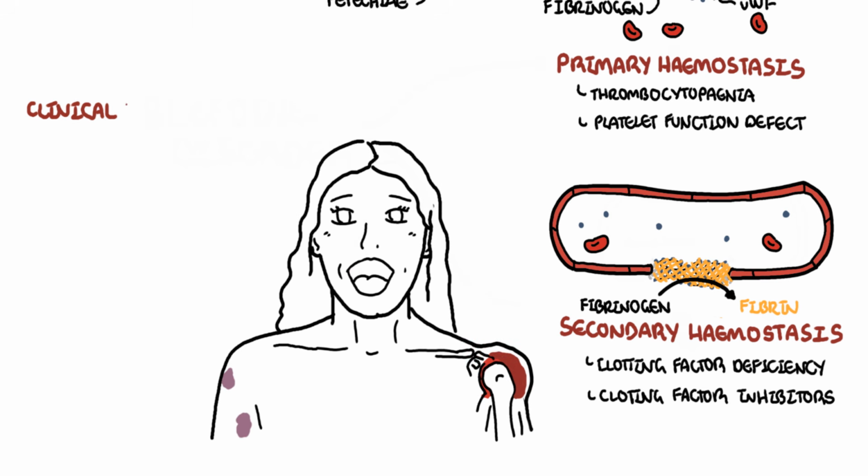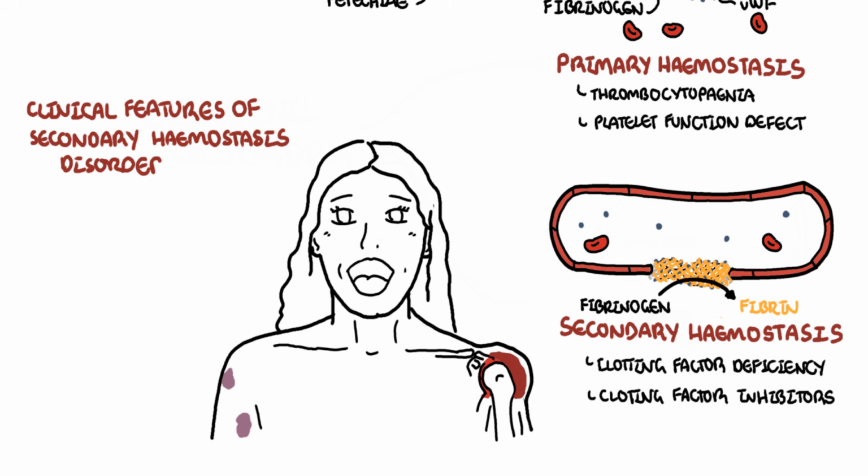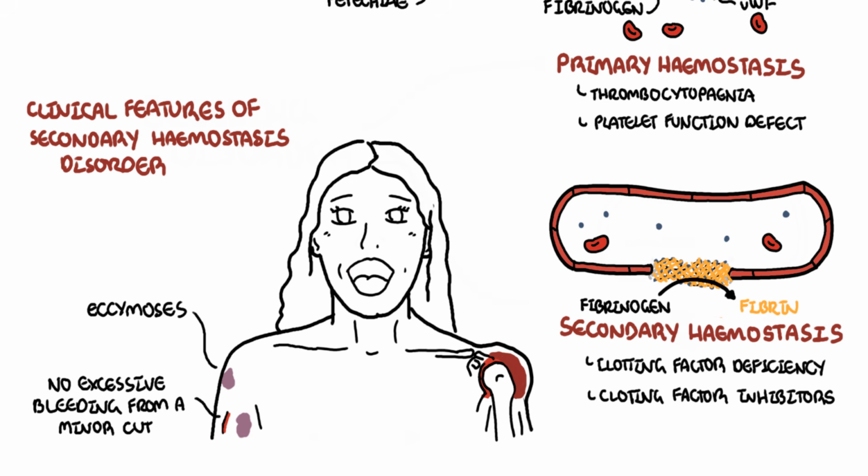Secondary hemostasis causes deep bleeds, and so for the clinical features, you can have ecchymosis, bruising. They do not get excessive bleeding from minor cuts because the platelets are still able to form a platelet plug. However, the key feature is that they cause deep bleeding into joints, muscles, or soft tissue, forming a hematoma.